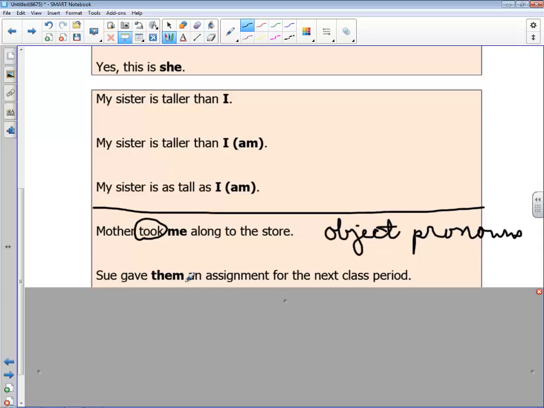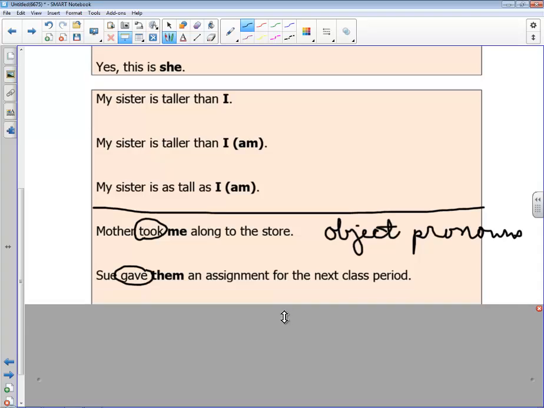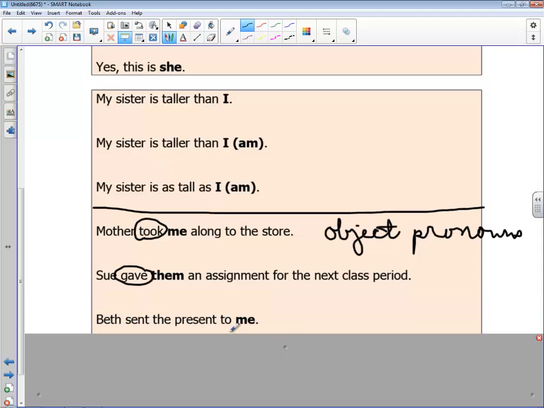Object pronouns are generally much easier to hear because we tend to use those correctly, whether we're speaking formally or speaking informally, whether we're writing formally or writing informally. Beth sent the present to me. Again, pretty simple to hear. Beth sent the present to me. It's not likely that an English speaker is going to say, Beth sent the present to I. Easy to hear.